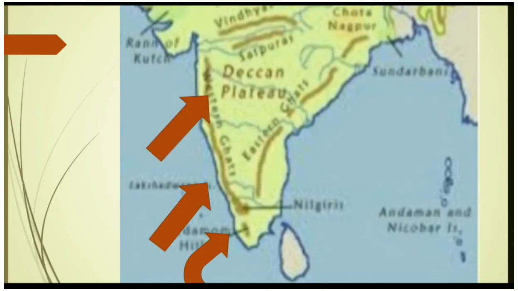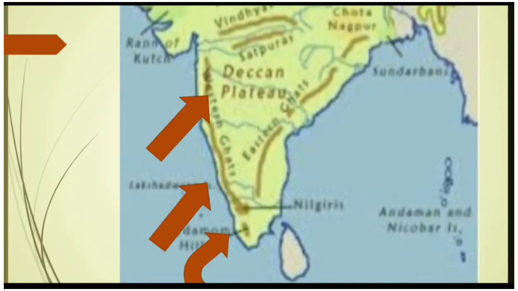Why does it decrease? Because the amount of moisture present in the wind has decreased. Suppose the Western Ghat, that is the southern portion, receives 250 centimeter of rainfall, while when reaching the area of Mumbai, it receives only 70 centimeter of rainfall. So the amount of rainfall decreases.